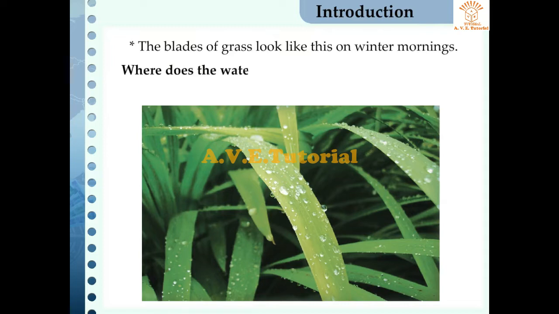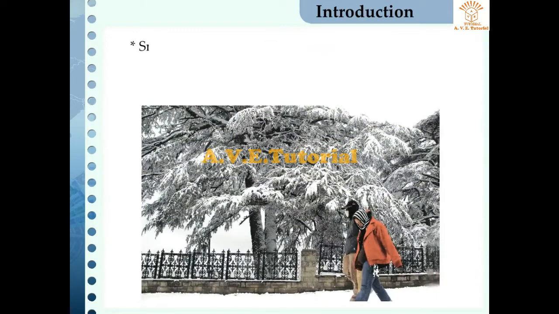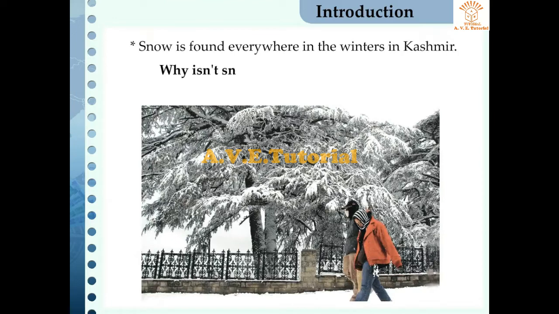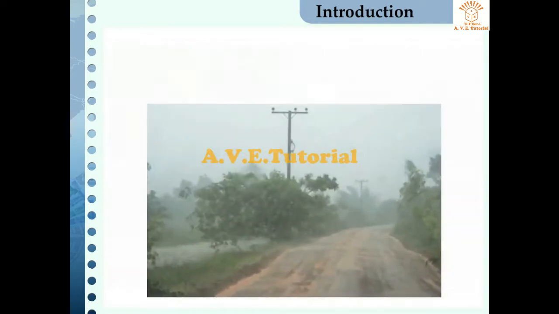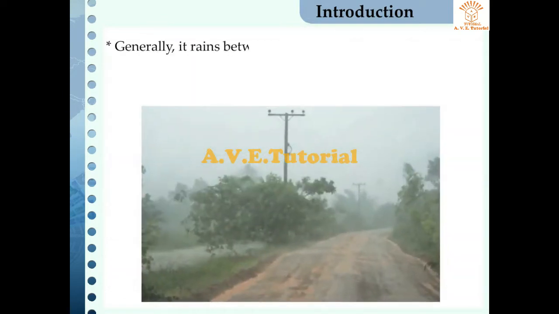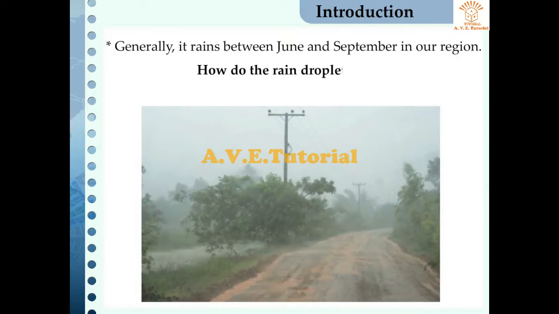Where does the water on the blades of grass come from? Snow is found everywhere in the winters in Kashmir. Why isn't snow found in our surroundings? Generally, it rains between June and September in our region. How do the rain droplets form?